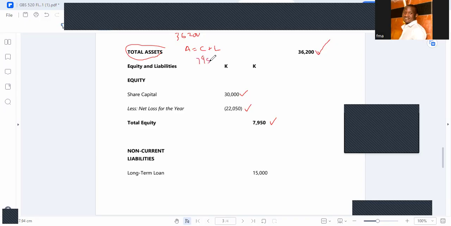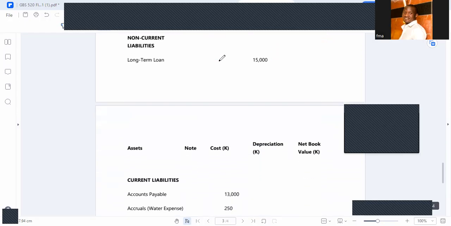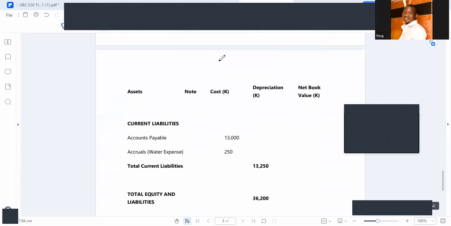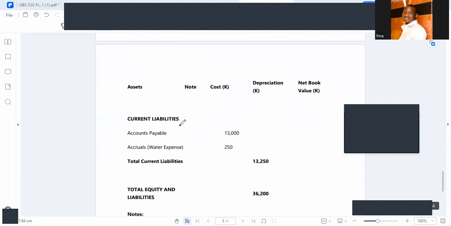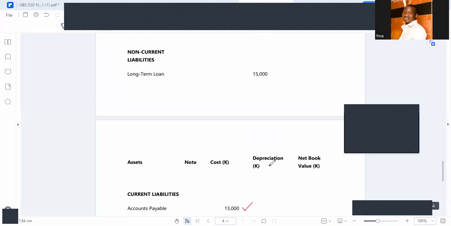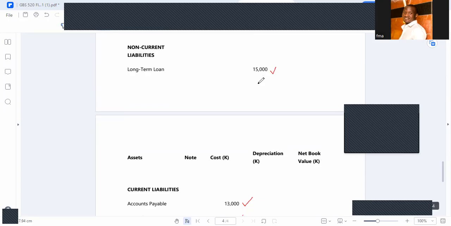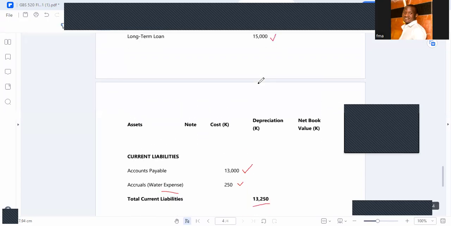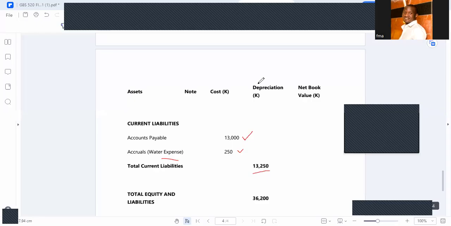Then we add the current liabilities, which include the short term and long term. Short term being the current, long term being the non-current. So here our accounts payable, 13,000. So we add the water expense that was accrued, 250. So we have 13,250. Then other long-term liabilities that we have. Do you have any non-current liabilities? Yes, we have a long-term loan of 15,000. When we add these two, we're getting a total of 15,000 plus 13,250. So the total here we're going to have is what?